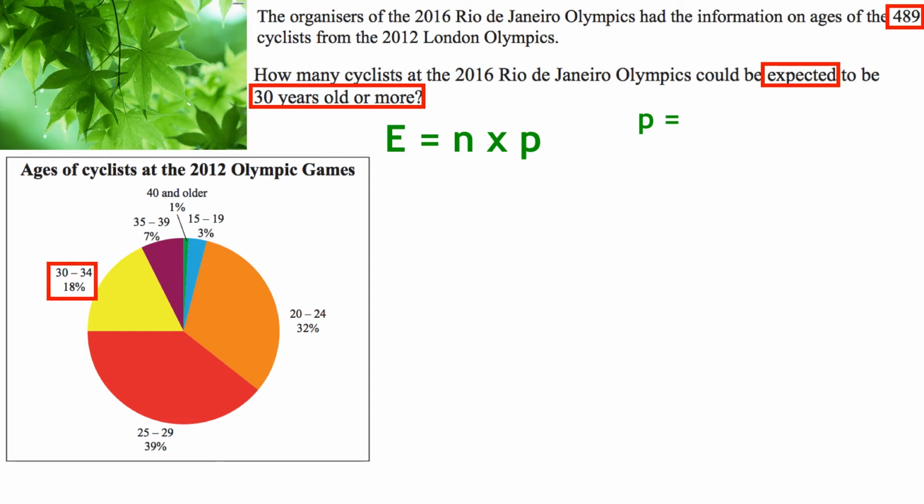So to start with, I've got the 30 to 34-year-old age group, which is 18%. So that's going to be included in my probability. I've also got the 35 to 39-year-old age group, so there's another 7% we're going to add on. And we've got the 40 and older, which is 1%. So those three all meet the criteria of 30 years or more. So we add that all up and that gives us 26%.